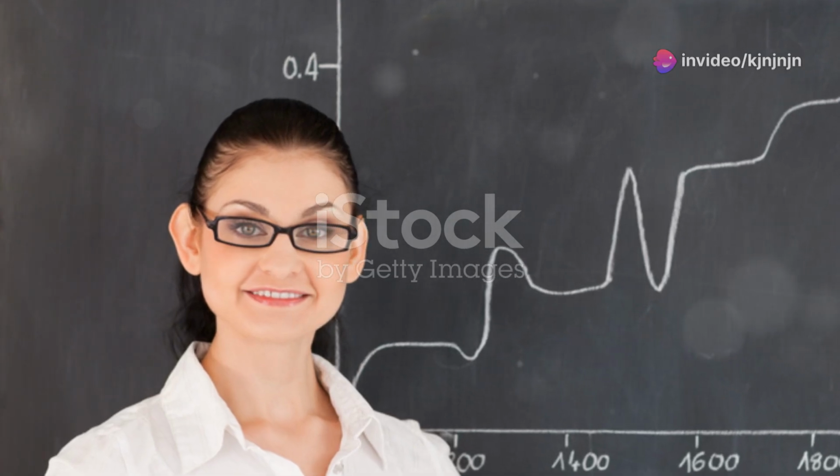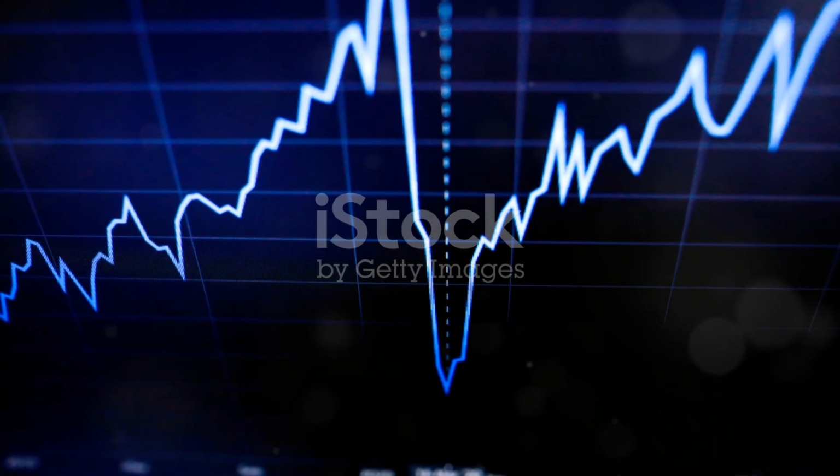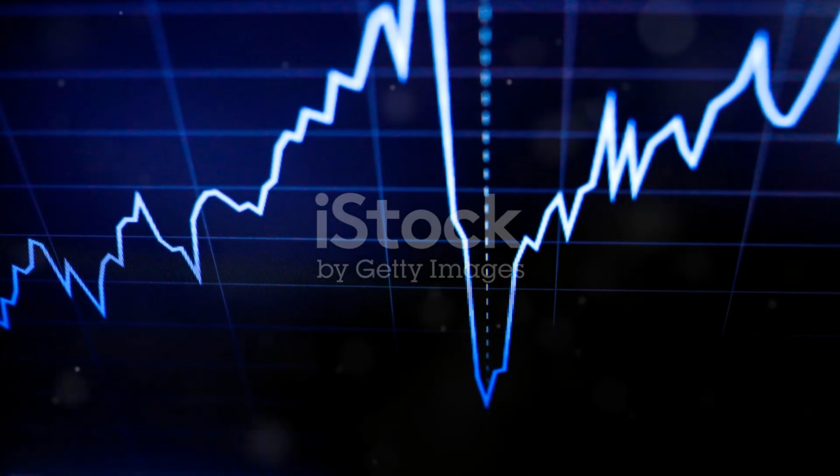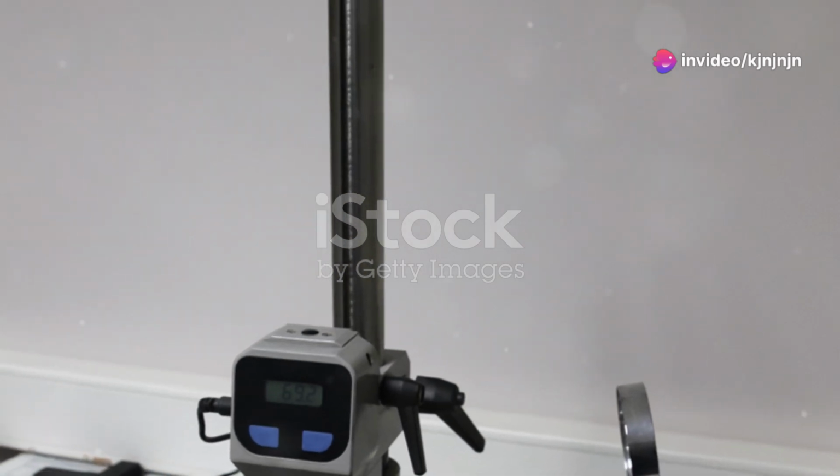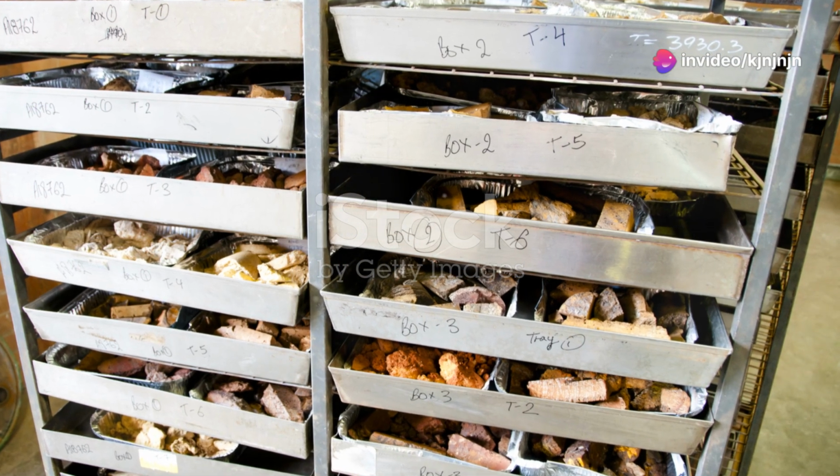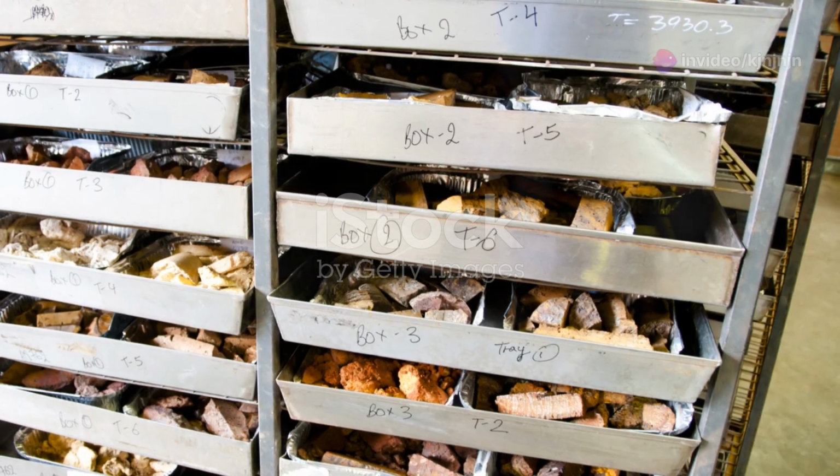Creep is a time-dependent phenomenon, and creep tests provide insights into the long-term behavior of materials under stress and temperature. Creep tests are essential for designing components that operate at high temperatures, such as turbine blades and nuclear reactor components.